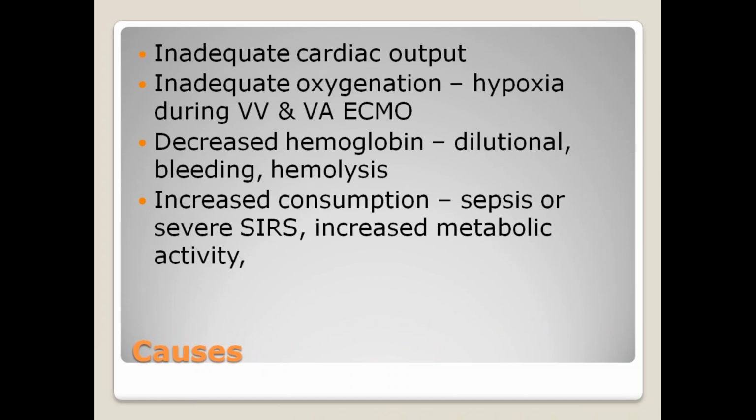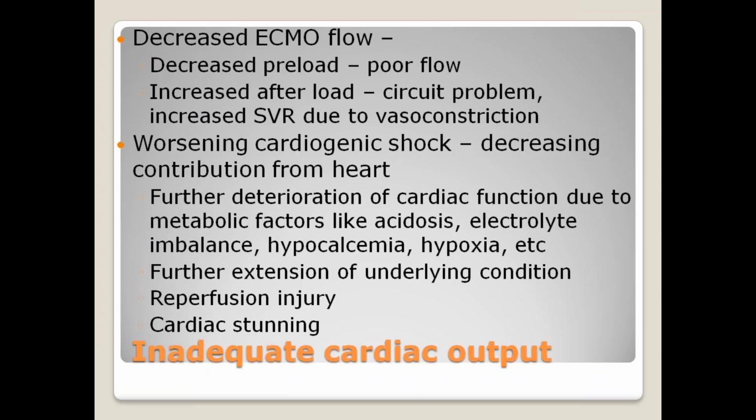Now, what are the causes of poor tissue perfusion? One is inadequate cardiac output; another is inadequate oxygenation, hypoxia, during both VV or VA ECMO; a decrease in hemoglobin; or increased consumption. See, when I talk about decrease in cardiac output, I mean cardiac output from the heart and from the ECMO also. Okay. So inadequate cardiac output means either your ECMO flow is decreased.